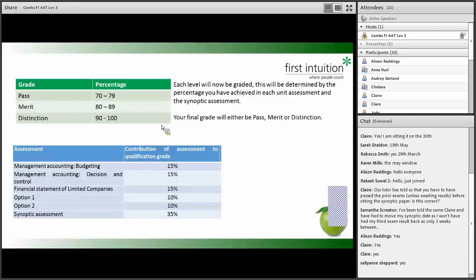Now, it is possible to resit assessments in order to improve your grade. So if you're maybe a few marks off a distinction, you might choose to resit one of your assessments to improve your final grade. It's worth bearing in mind the contribution towards that final grade each of the assessments make.